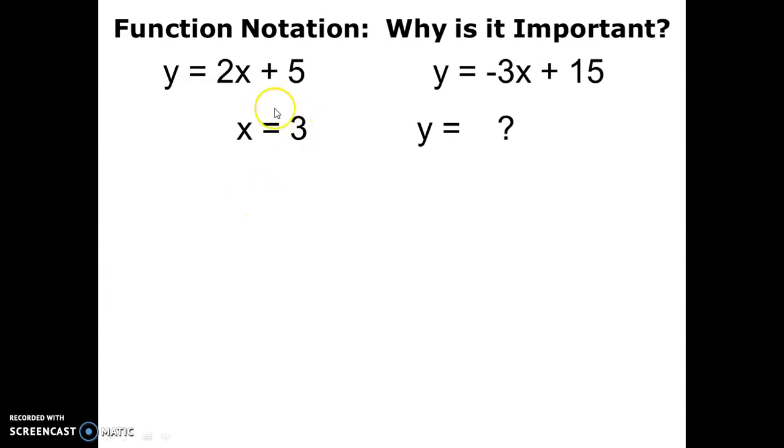Why is it important? Take a look at these two equations. You have y equals 2x plus 5 and y equals negative 3x plus 15. Let's say somebody told you the x value is 3. What would you say y is equal to?